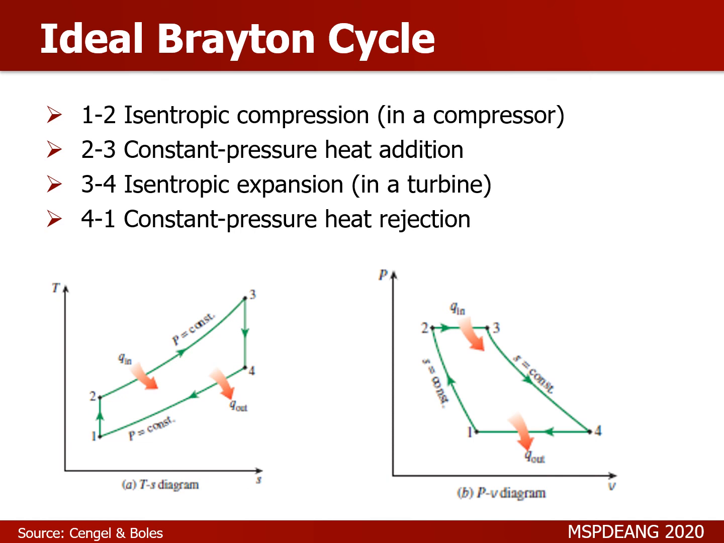State 1 to 2 is isentropic compression in a compressor. 2 to 3 you have constant pressure heat addition. 3 to 4 you have isentropic expansion in your turbine, which is the work producing step. And you also have constant pressure heat rejection, state 4 to state 1.